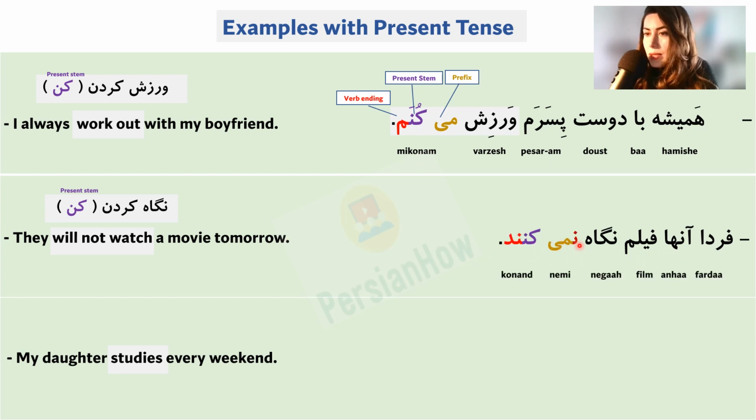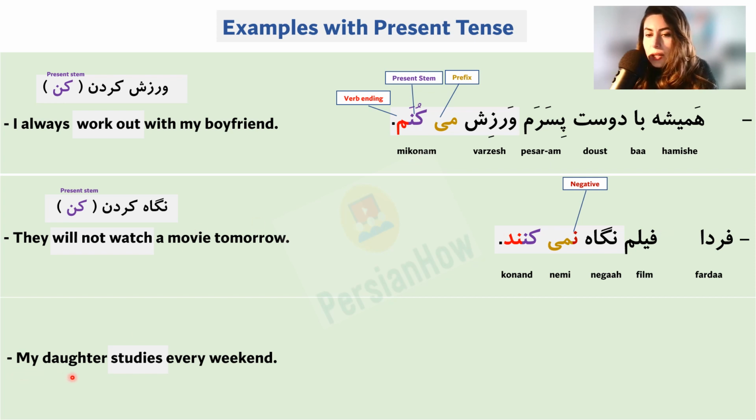So here the verb is now negative. نمی کنند. One more time. فردا آنها فیلم نگاه نمی کنند. Or تماشا نمی کنند. So here is the verb and the ne for negative needs to be attached to the prefix می. And then آنها also is optional.